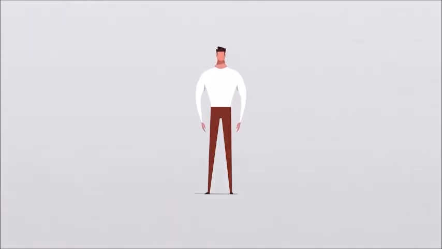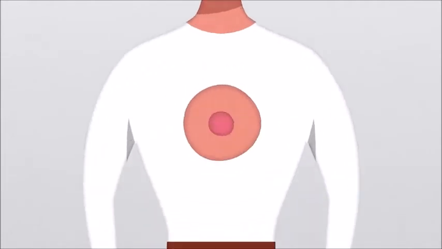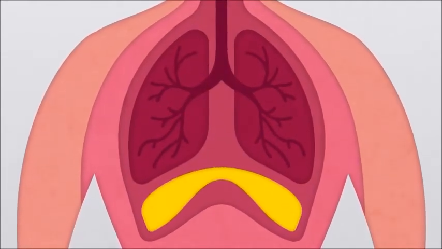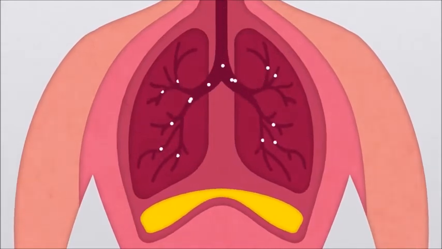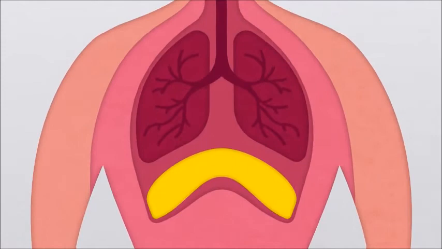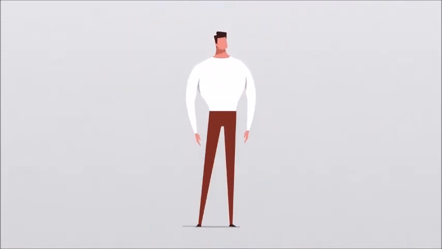So, what exactly is a diaphragm? Inside your chest cavity, the diaphragm works to help your breathing. When it contracts, air fills into your lungs. When the diaphragm relaxes, it expands and forces the air out. This is how we breathe.